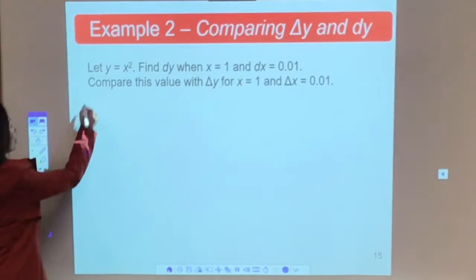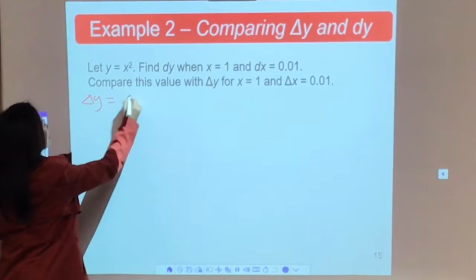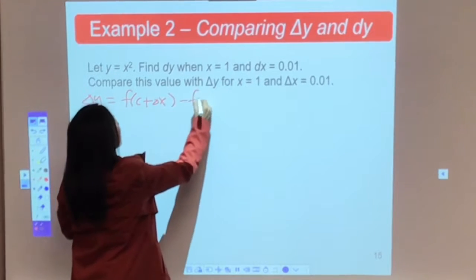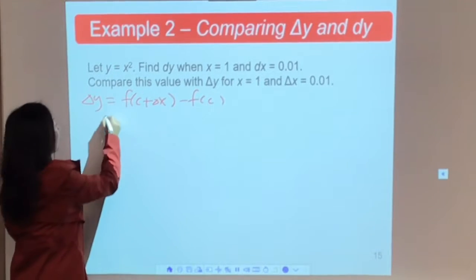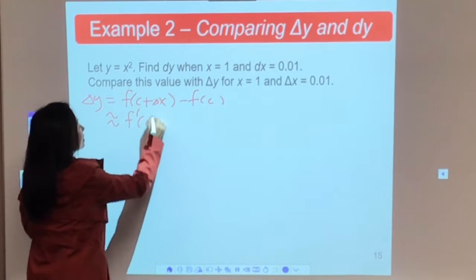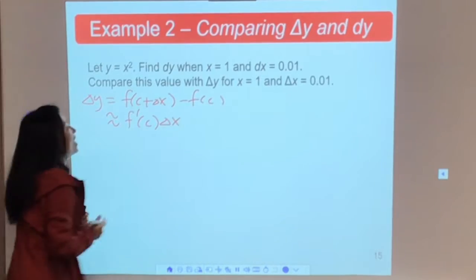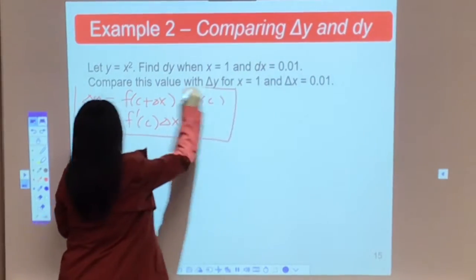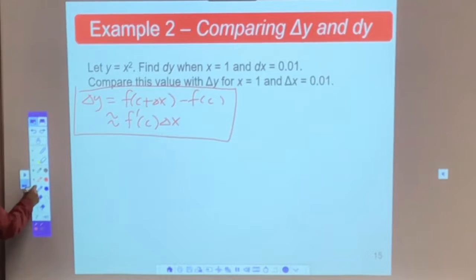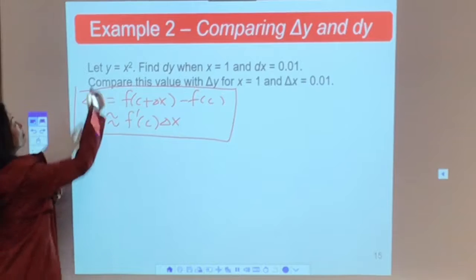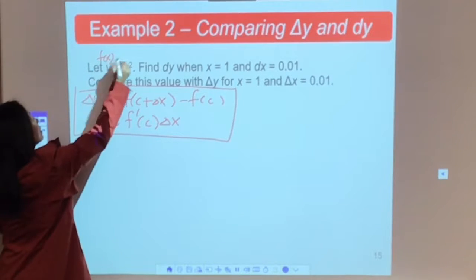What does the formula say? Delta y is the same as what? F of c plus delta x minus f of c. And then we said that's very similar to f prime of c times delta x. That's the claim, right? That's what we're using. So y, you can think of this as f of x.